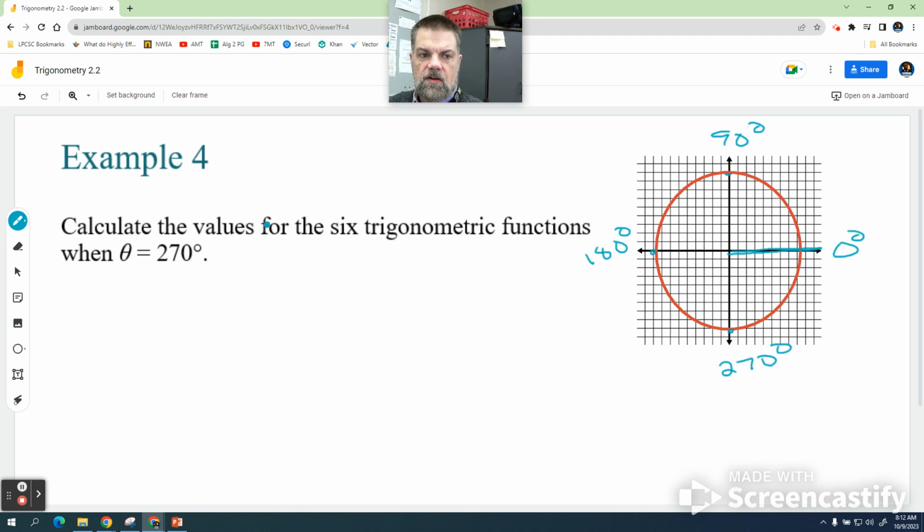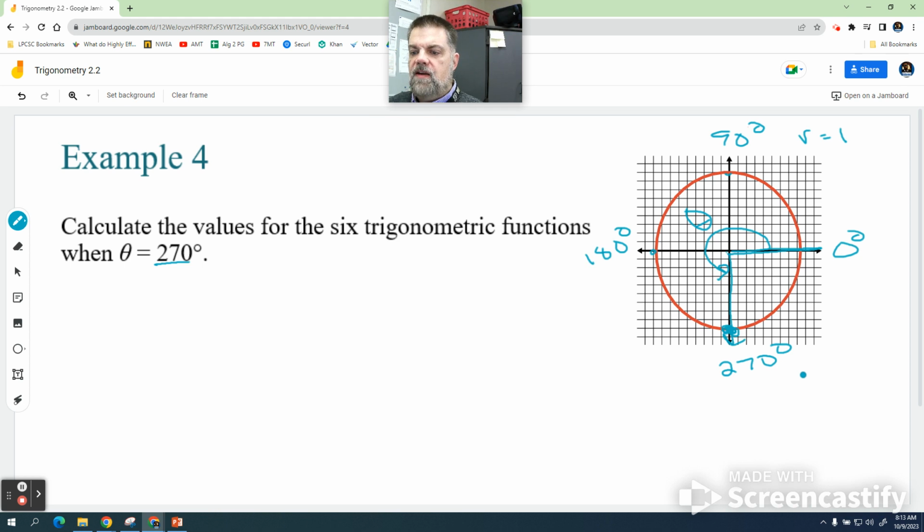So it says calculate the values for all trig functions when theta is 270 degrees. So my terminal side is here. So this is theta from here to here. Now this point, if my radius is 1, right? If my radius is equal to 1, then that means from here to here is 1.